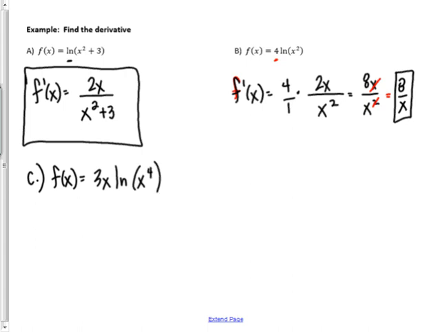Now I wanted to point out the big difference in C and in B. In B, you just had a 4 in the front, so no big deal. You just multiply 4 by your derivative. But now this one is different because I have a 3 and an x in there, so I'm going to have to do a product rule. So think about product rule from Calc 1. Anytime you got an x times the natural log of x, you got those 2 functions. So you got to do 1d2 plus 2d1. We're going to call 1 3x, and we're going to call 2 natural log of x to the 4th.